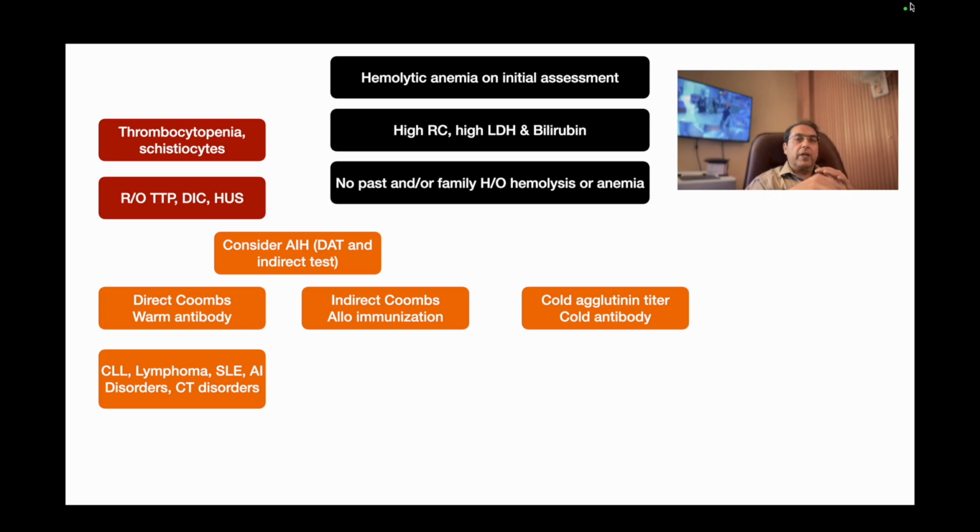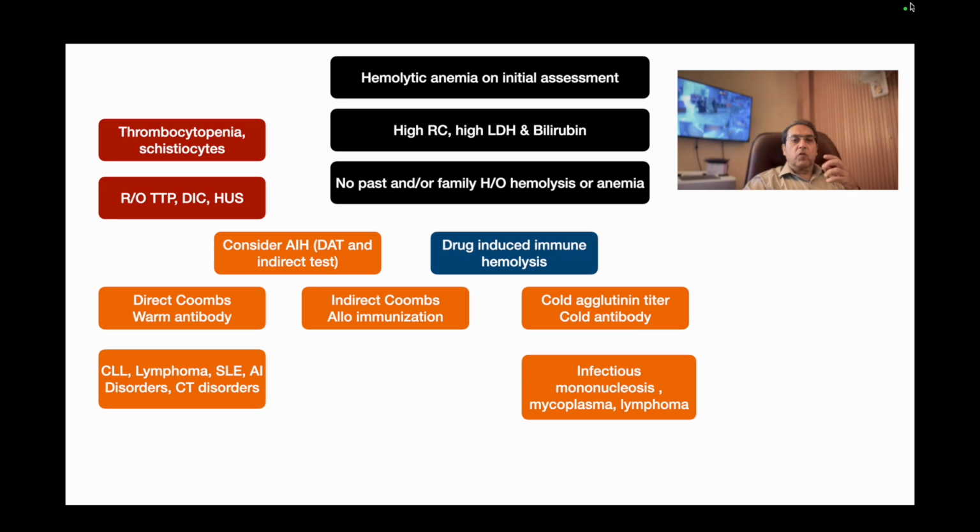And then if cold agglutinin titer is high or cold agglutinin antibodies are present, this could be infectious mononucleosis, mycoplasma, or sometimes lymphoma as well. Then look for the presence of drug-induced immune hemolysis, which can be seen in the history of the patient taking a drug which can cause hemolysis.